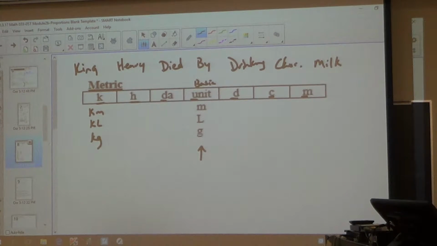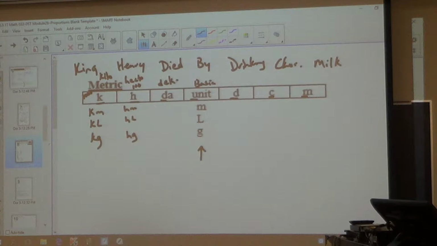Hecto: this was kilo, this is hecto. That means 100. This meant 1,000. So a hectometer, hectoliter, hectogram: 100 meters, 100 liters, or 100 grams. So 100 meter sticks, 100 liters of Pepsi, or 100 paper clips.